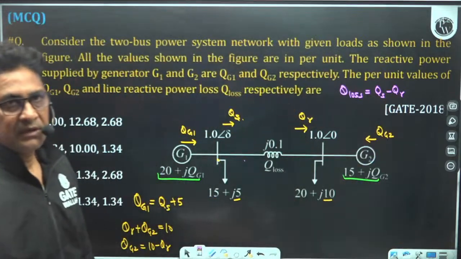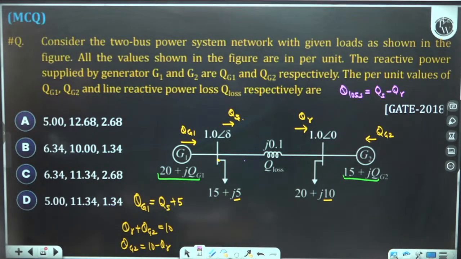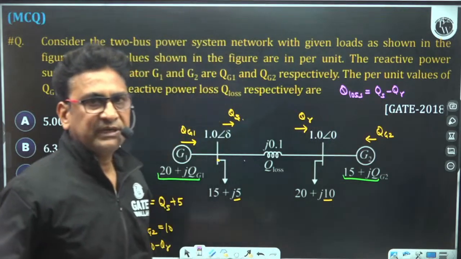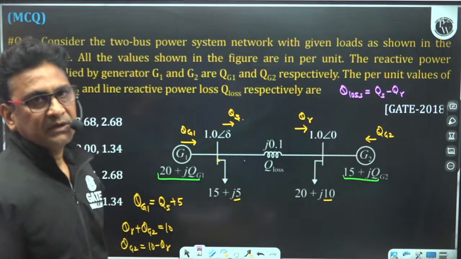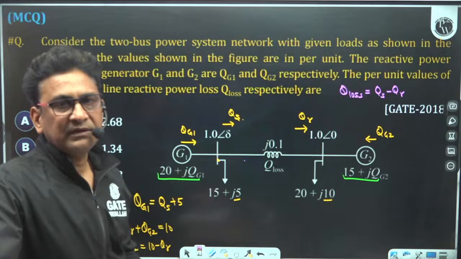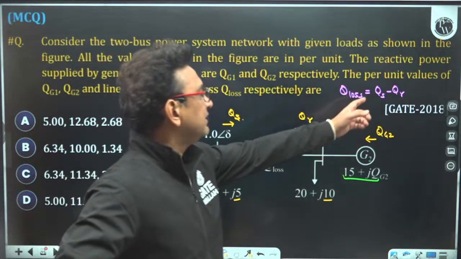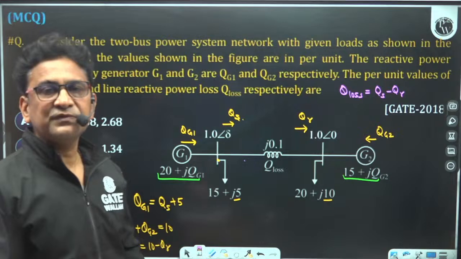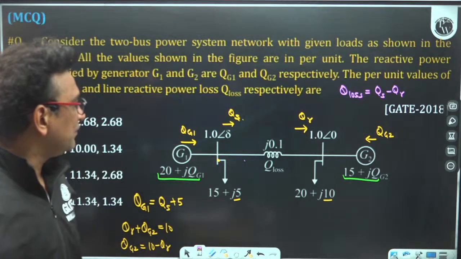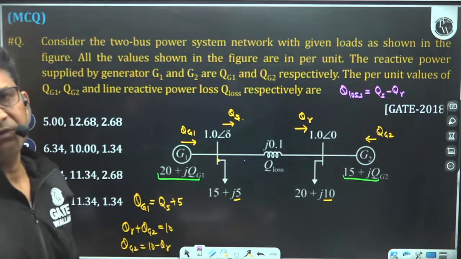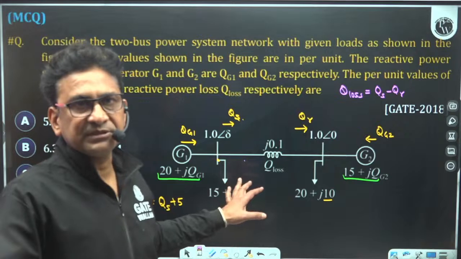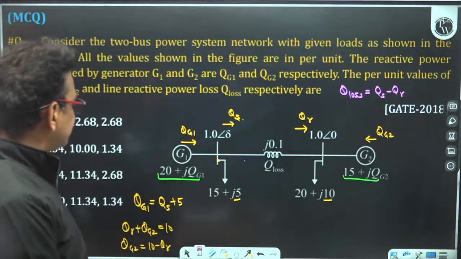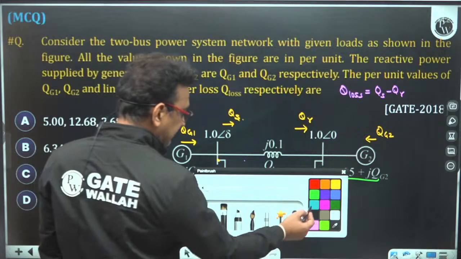Clear? So we all know that in the formulas of QS and QR we need the value of delta. Without knowing the value of the load angle, we are not able to determine the value of QS and QR. So first let us find out the value of delta. How can we find out the value of delta? In this type of question, we can always find delta from the active power data. So now come to the active power.